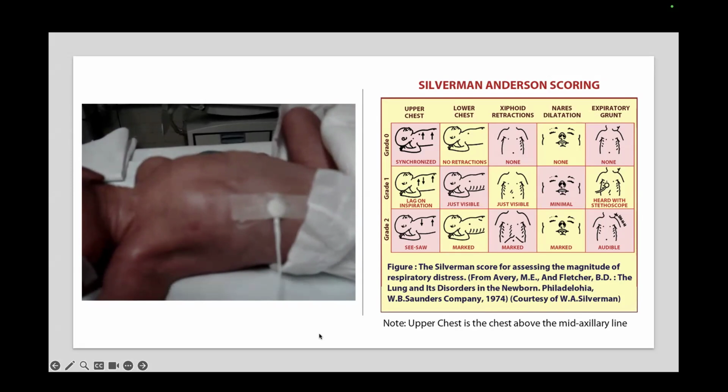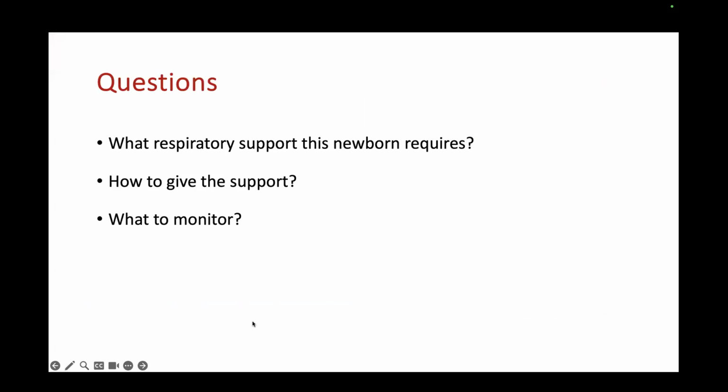A baby who has severe respiratory distress or moderate distress has low FRC, and the baby is asking us to decrease his work of breathing by giving pressure to the nose or through the endotracheal tube. So if you have a preterm baby like this with respiratory distress or increased work of breathing, what respiratory support should this baby get? How do we give that support and what do we monitor?